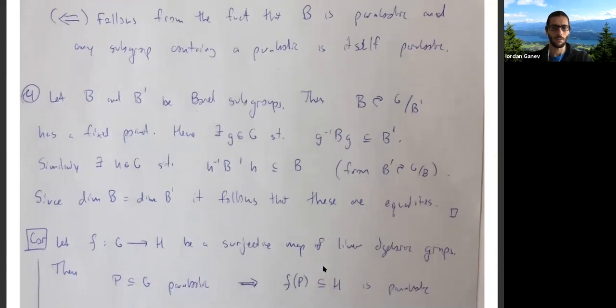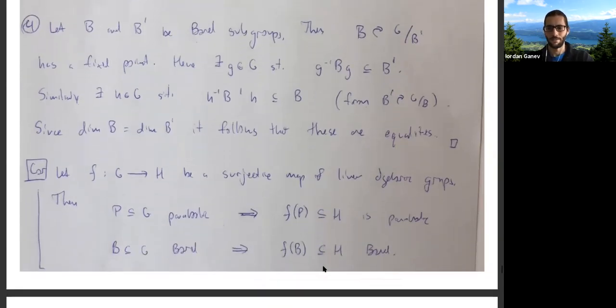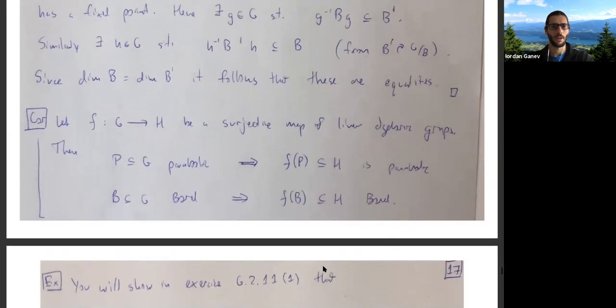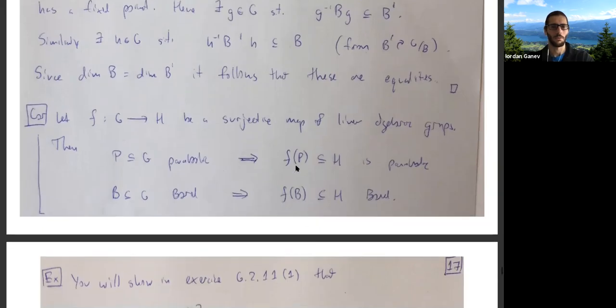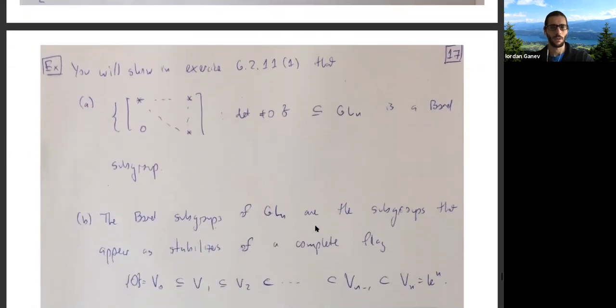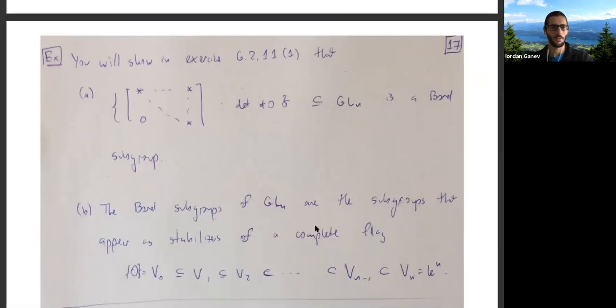Okay, let me just point out these last few results. I might go one or two minutes over time, sorry about that. First of all, if we have a surjective map of linear algebraic groups, then it takes parabolics to parabolics and Borels to Borels. I won't say anything more about the proof, but it's pretty straightforward based on what we have already. I just want to end today with telling you about this exercise.